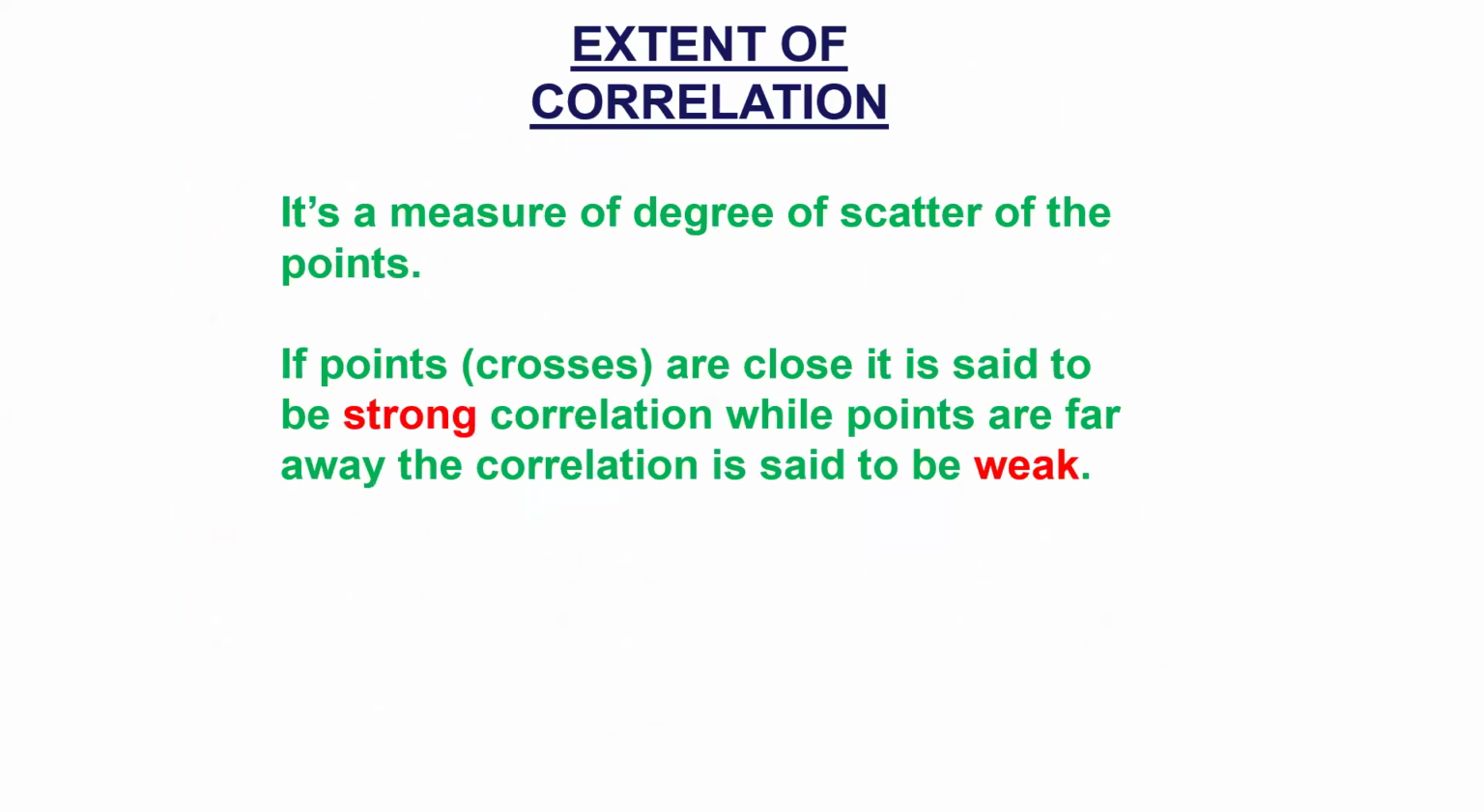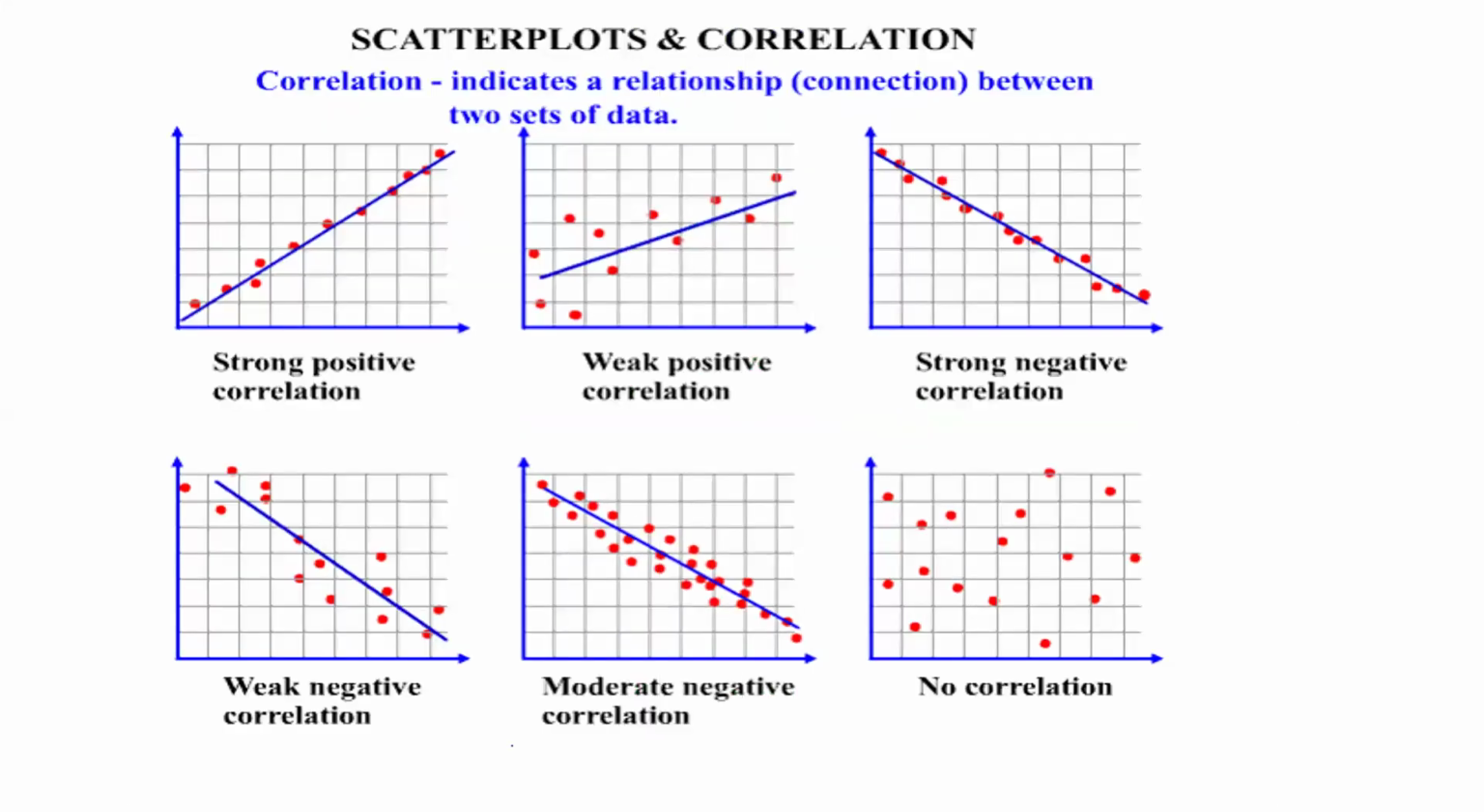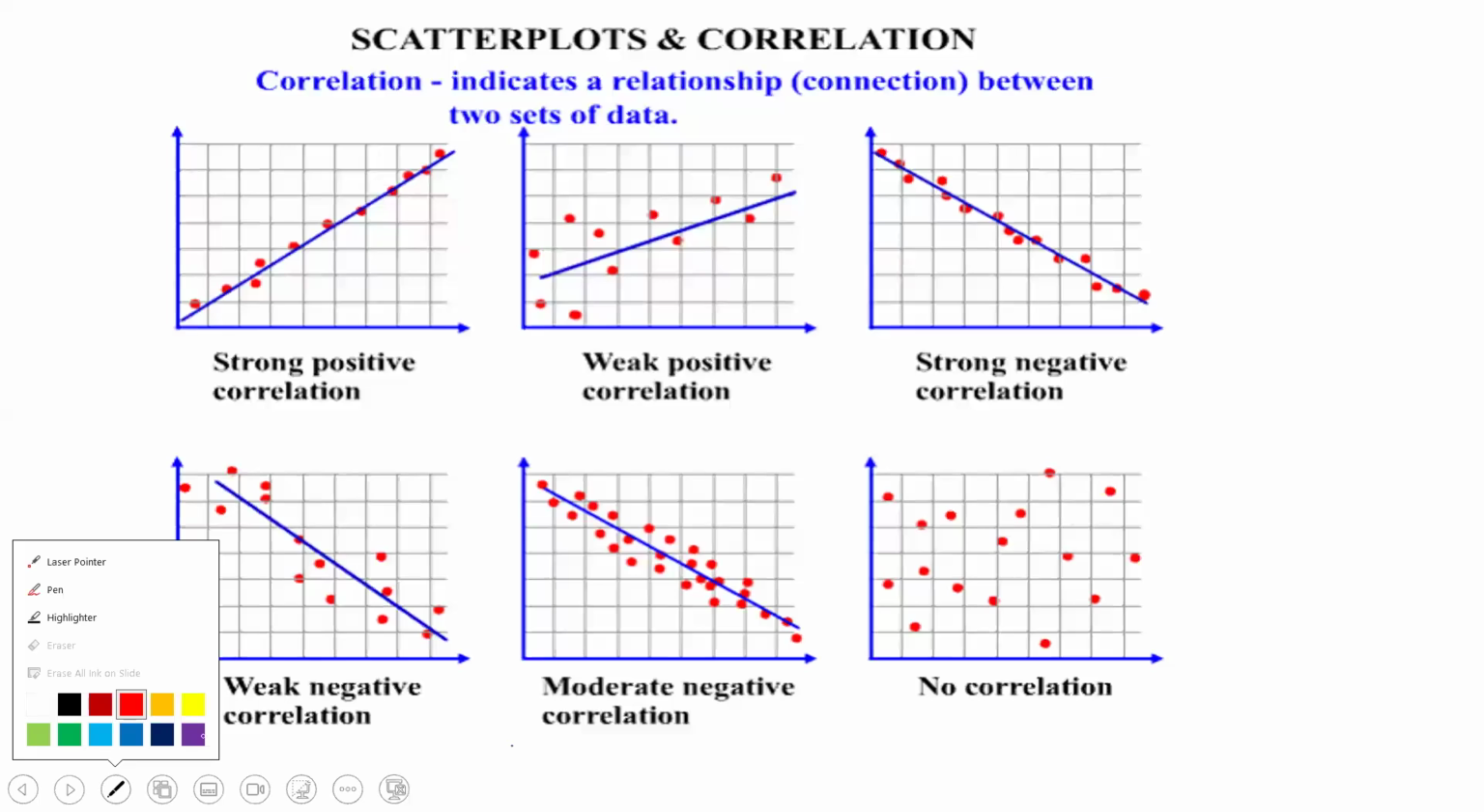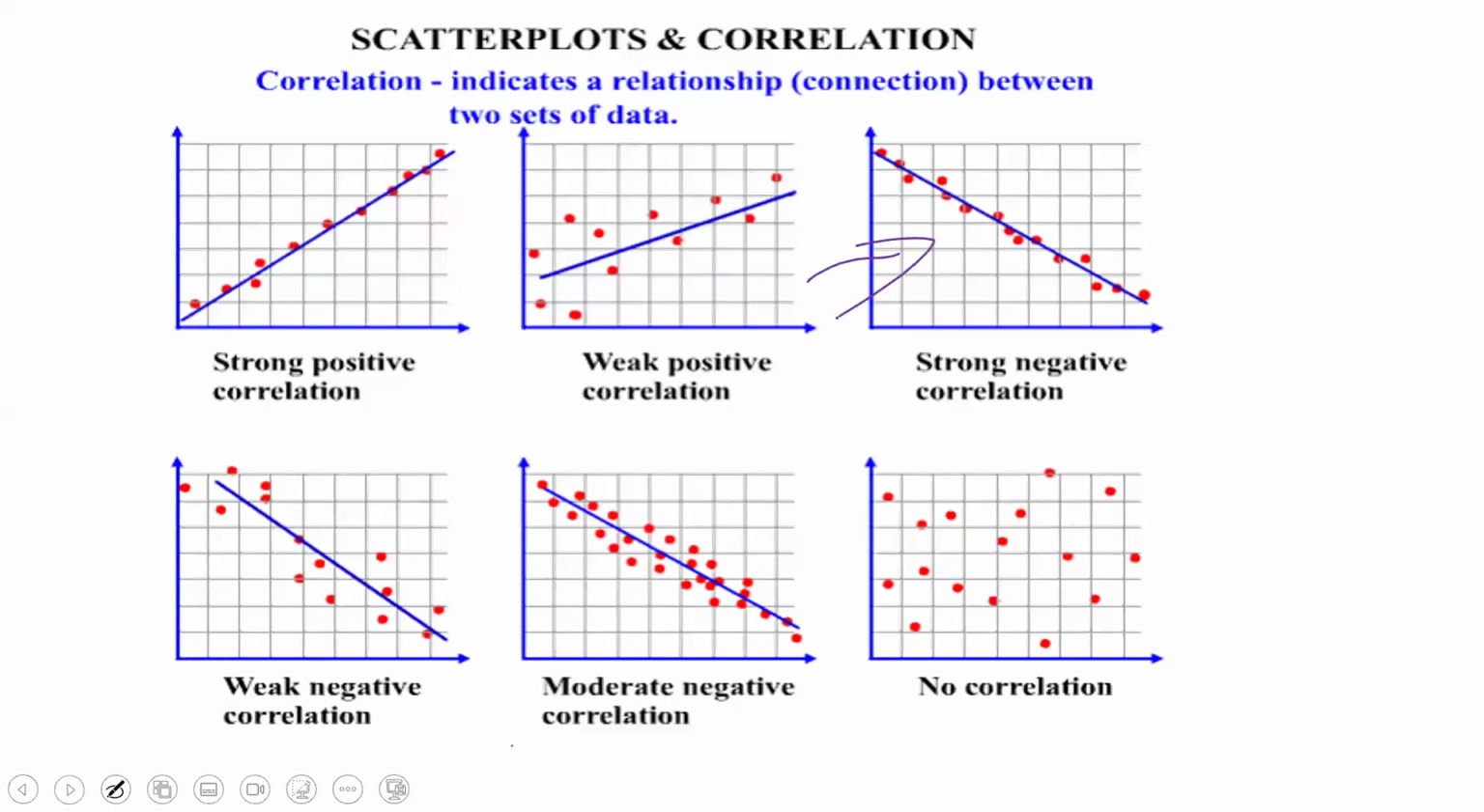So this is called extent of correlation. What is extent of correlation? If the crosses or the points are well scattered across the best fit, they are far away, it's a weak correlation. If the points are close, they are not far away, it's called a strong correlation. So when the dots are close, this is a strong correlation example. This is called negative strong correlation.